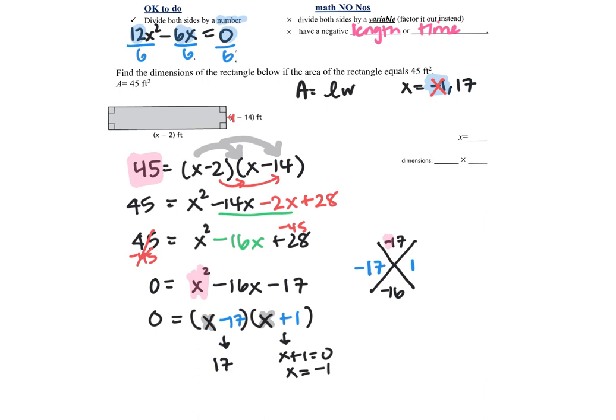So x equals 17. What are the dimensions? Well, let's plug in 17. 17 minus 14 is going to be 3. And 17 minus 2 is going to be 15. So the dimensions of this are 3 by 15.